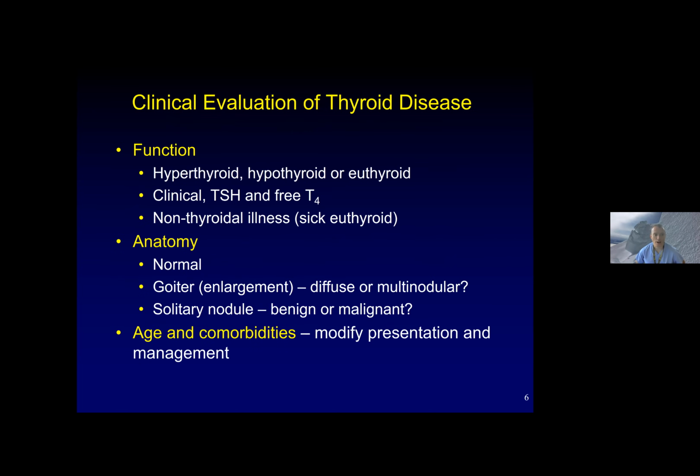But let's start with the clinical evaluation of thyroid disease. It's important to recognize first those signs and symptoms that can reflect changes in function. So you can be hyperthyroid, which means to have too much thyroid hormone, hypothyroid, meaning a decreased amount of thyroid hormone, or be in the normal range, or euthyroid. In addition to the physical exam, the two labs that are most commonly ordered include a TSH and a free T4. I already mentioned briefly the non-thyroid illness or sick euthyroid.